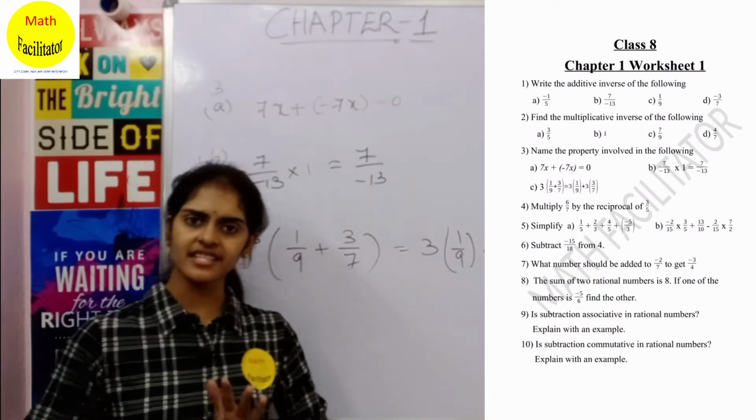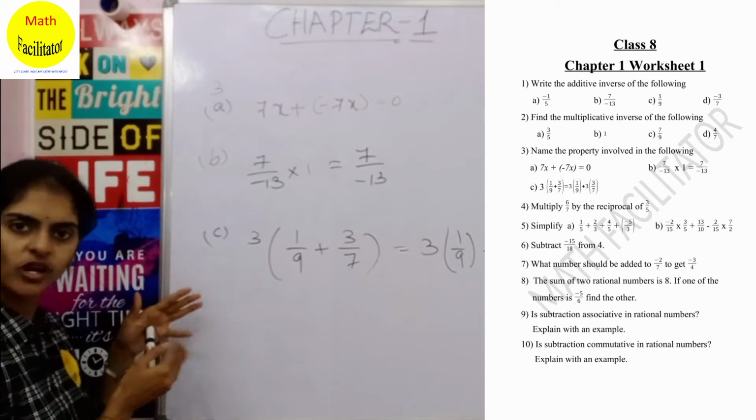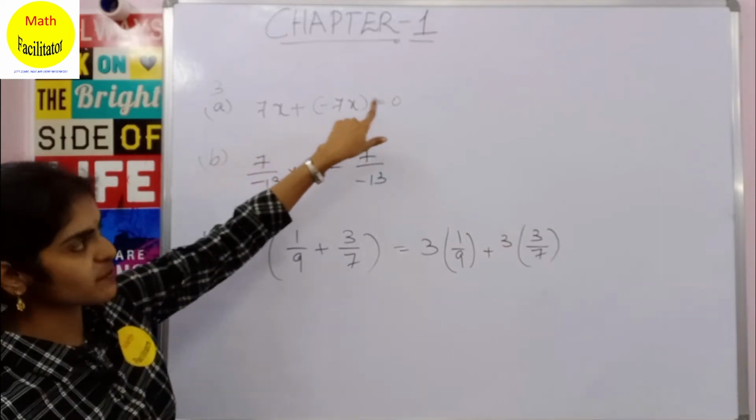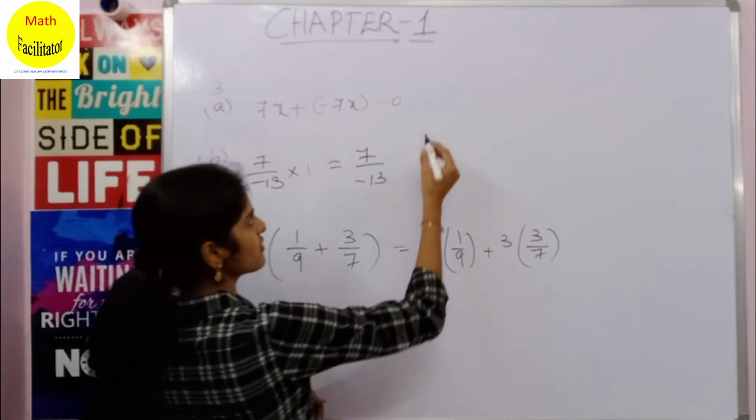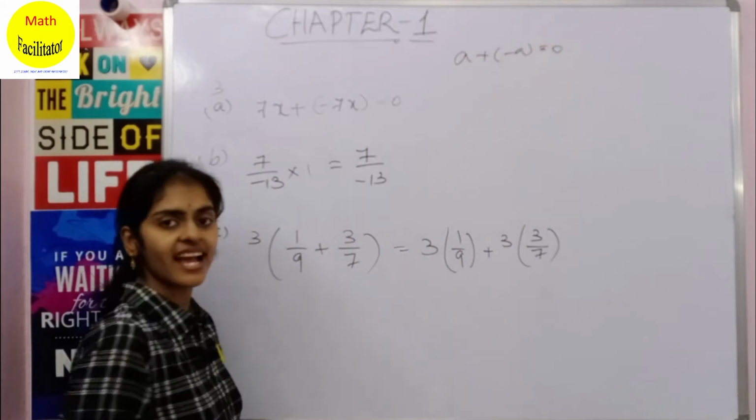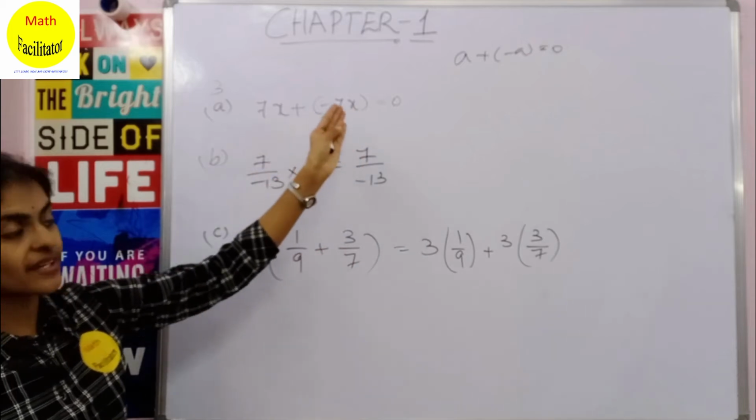Now the next question is you have to name the properties which are involved in these equations. So firstly let us see the first one. 7x plus minus 7x is 0. Just now we have seen that a plus minus a equals 0, and which property is this? Additive inverse. So this is nothing but additive inverse.